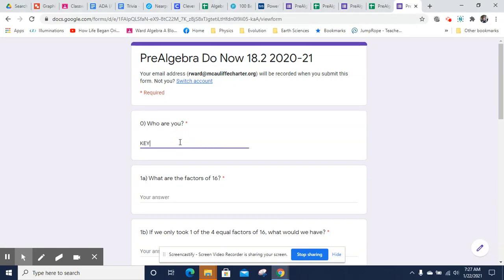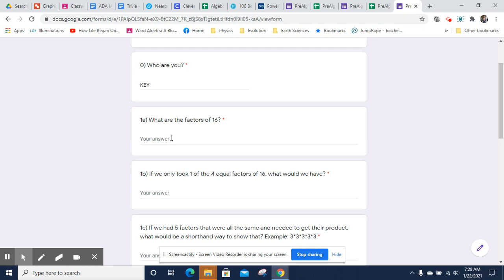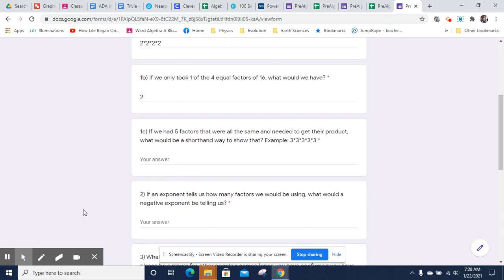I'm going to do a key for Do Now 18.2 for pre-algebra. So what are the factors of 16? Well, there are a lot of ways you could answer this, but at the very basic level, it's 2 times 2 times 2 times 2. Those are the factors of 16. And if we took one of the 4 equal factors of 16, what would we have? Well, there are 4, so I take one of them. That's simply 2. Okay, don't overthink that one.